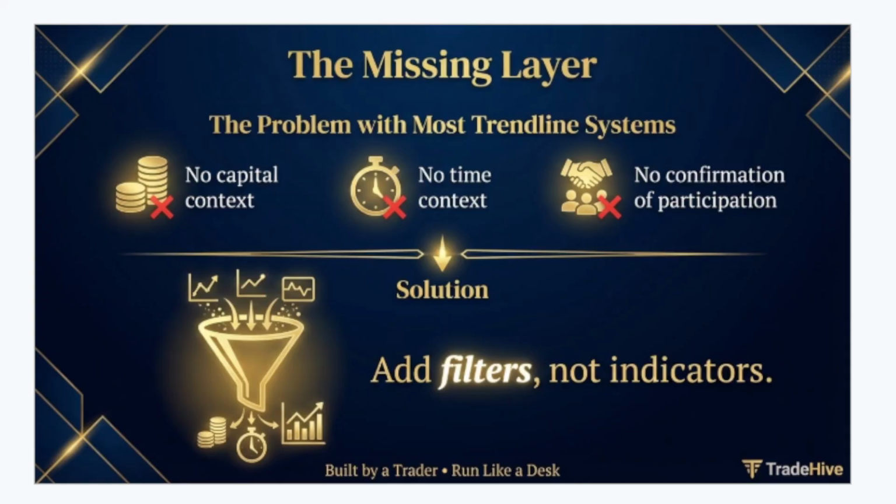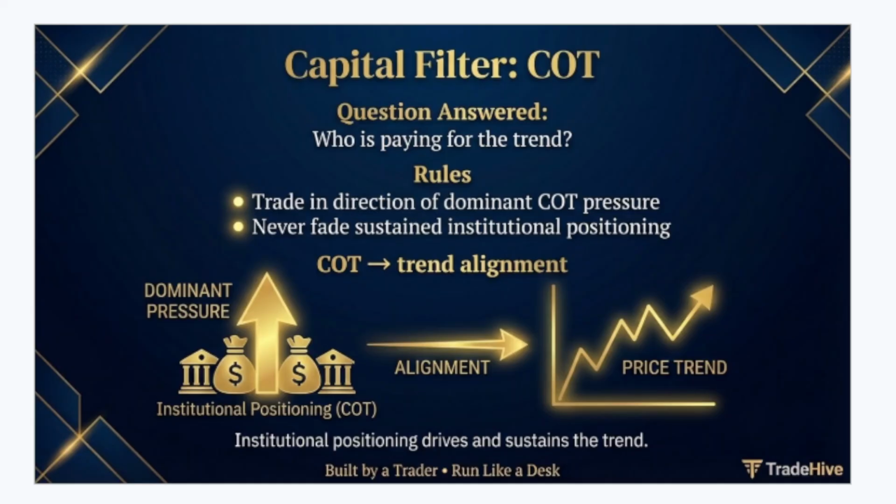The solution is to add filters, not indicators. The capital filter uses COT to answer, who is paying for the trend? The rule is to trade in the direction of dominant caught pressure and never fade sustained institutional positioning.